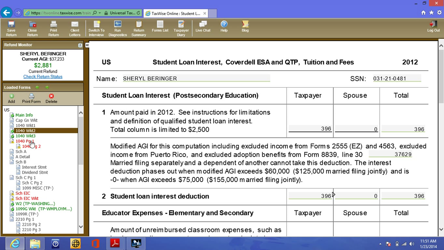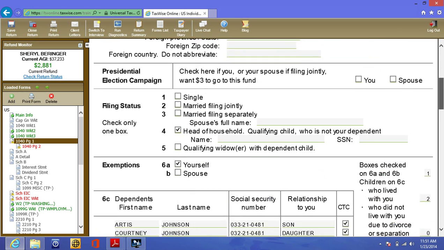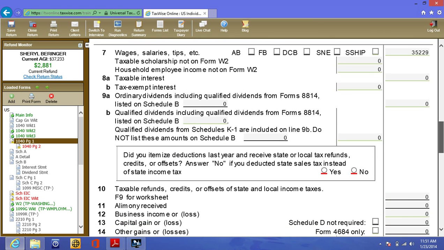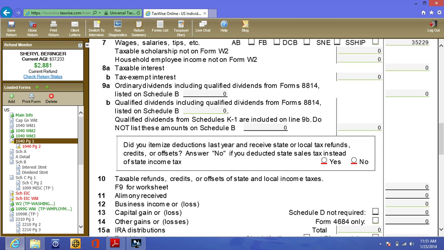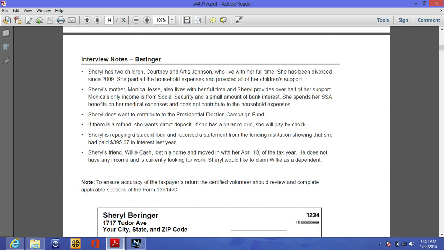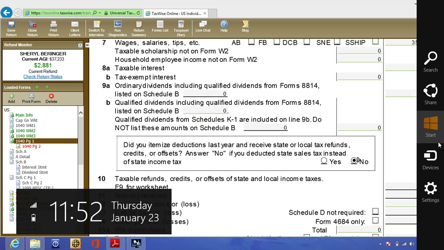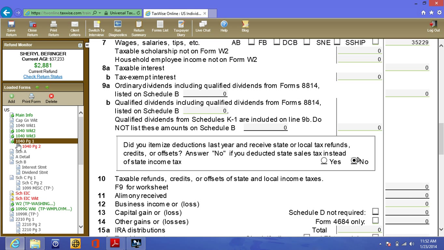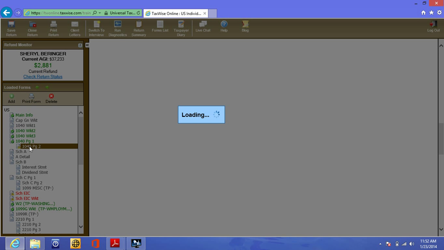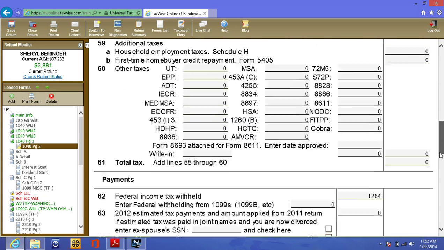So let's check. What's red here? Or why is this red? Let's scroll. So it asked, did she itemize? We didn't read anything about itemizing. And it would have told you in here, in the interview notes, if she itemized. So we're going to click no and move on. So we know that that's green, so let's go to this one. And all we're looking for is a red line.